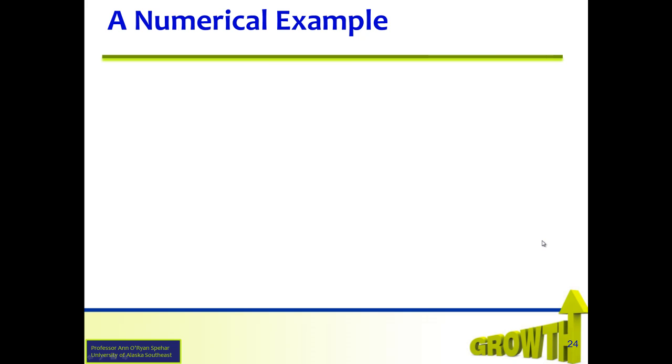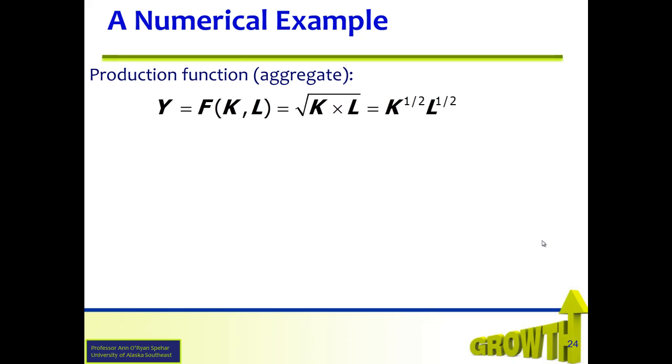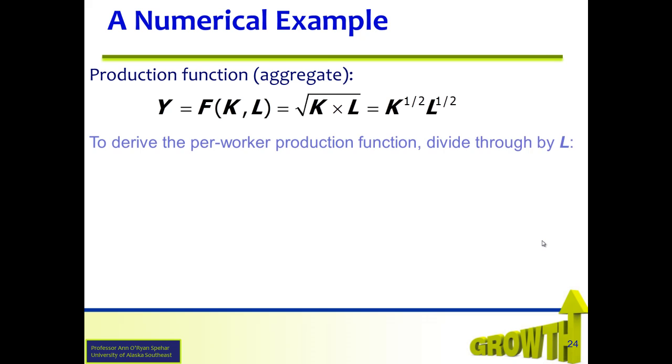Let's go through a numerical example with a specific production function. Let's suppose we have a production function in the aggregate. Y is a function of both capital and labor. And let's use the square root production function, the square root of K times L, which is equivalent to K raised to the 1/2 times L raised to the 1/2. Now let's derive the per worker production function by dividing through by L.